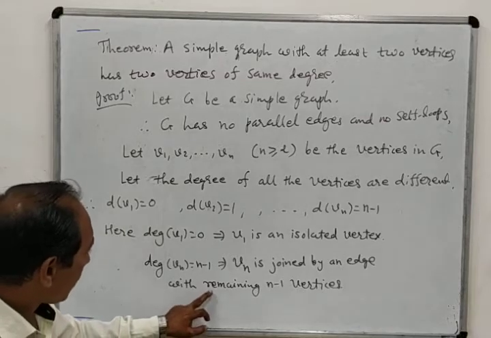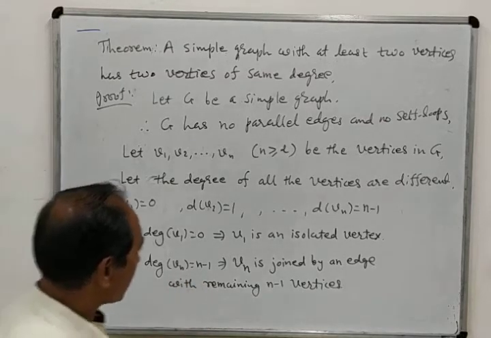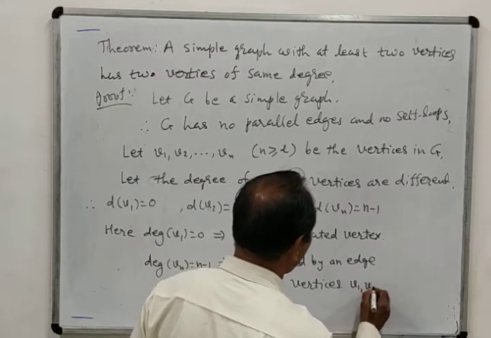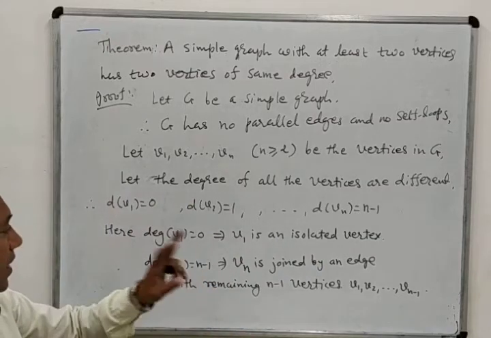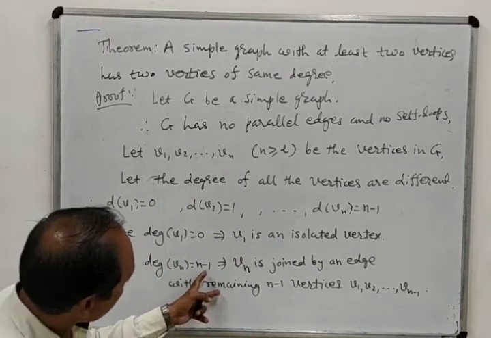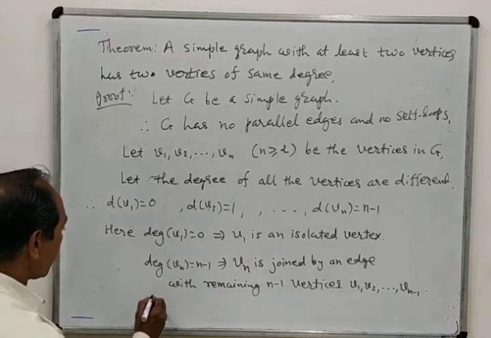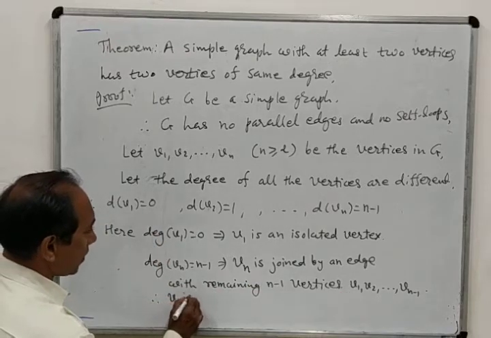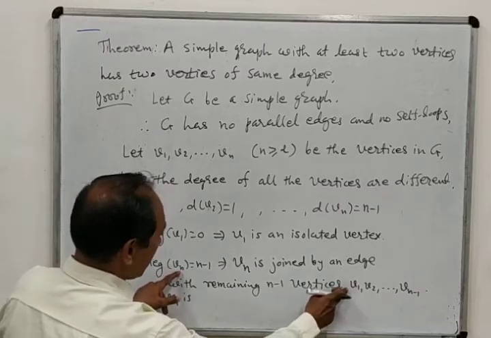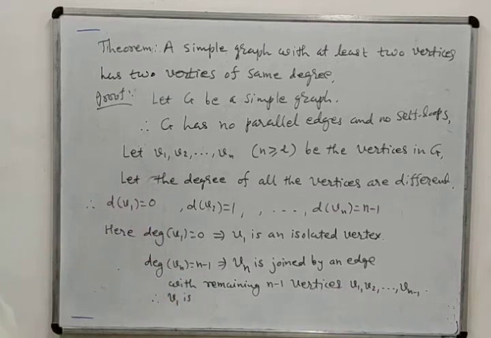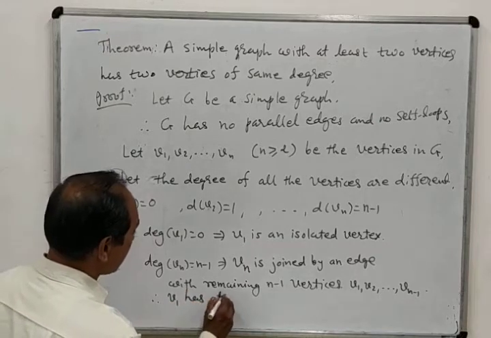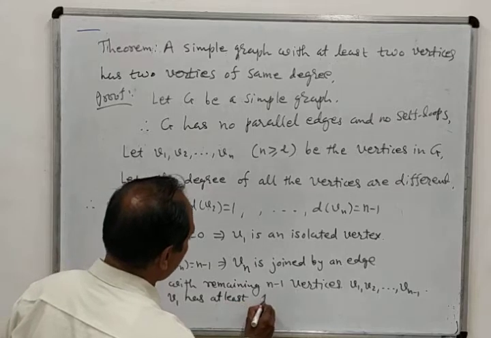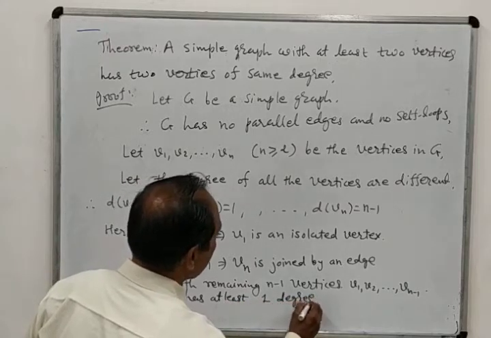But that means, what can we say? That is n minus 1 vertices. Which are n minus 1 vertices? v1, v2, dot dot, vn minus 1. Each of these n minus 1 vertices will be joined with Vn. So by this conclusion, what can we say? Here Vn is joined with v1 by an edge. So v1 has at least 1 degree.